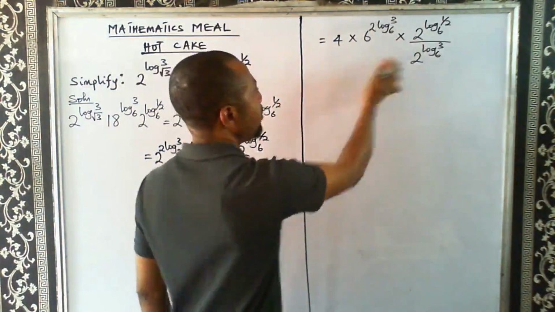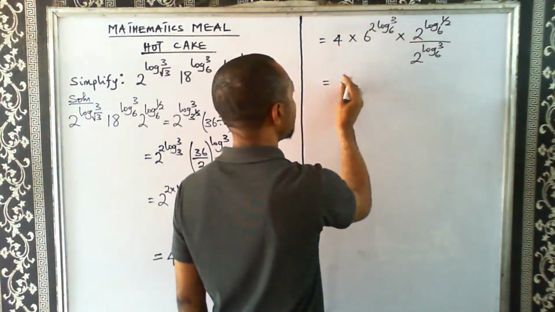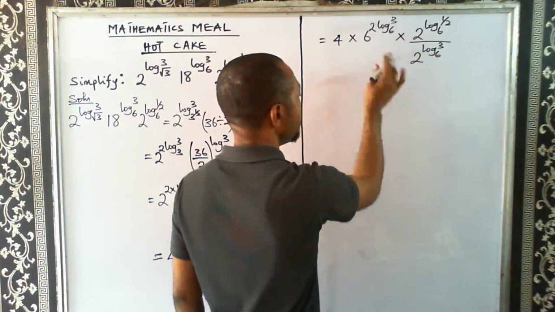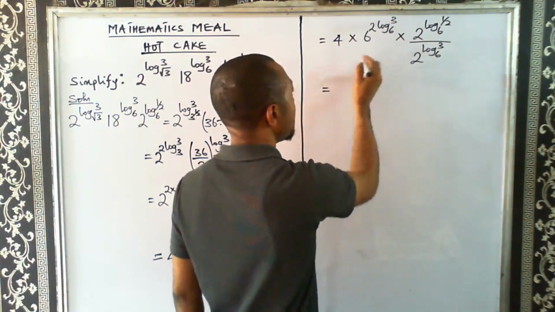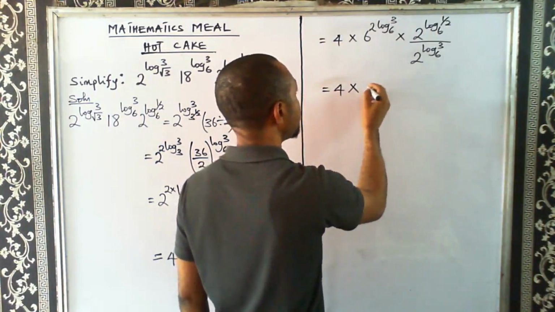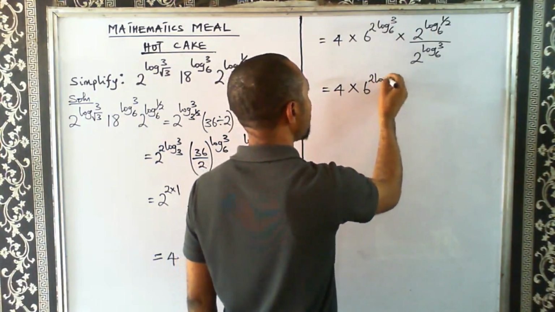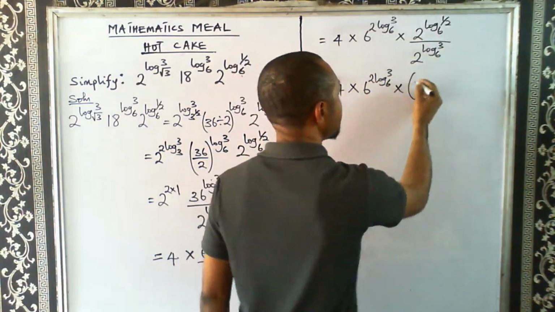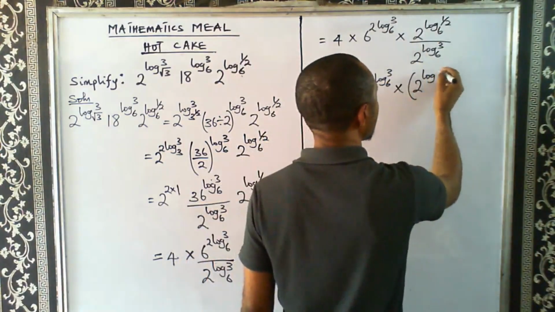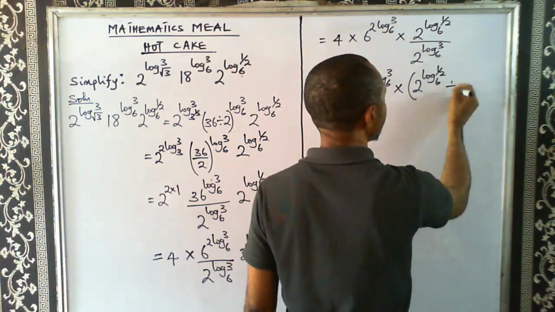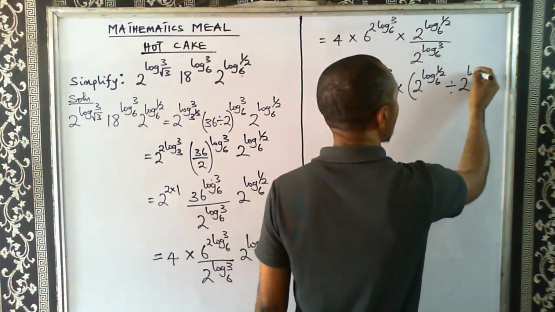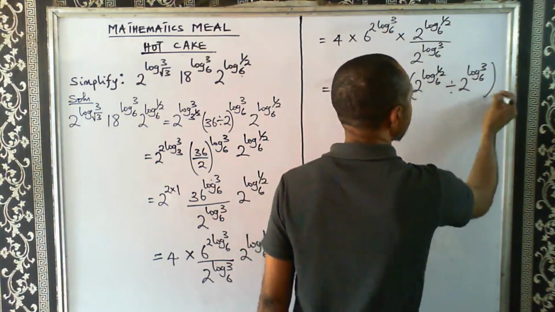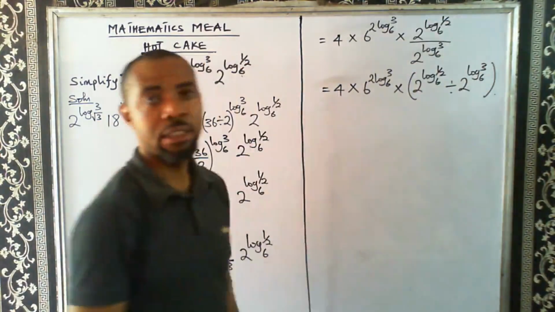So I can apply the law of indices here. How? Let me rewrite this again. Using the law of indices, I can write 4 times 6 raised to power 2 log 3 in base 6 times, this is something as saying 2 raised to power log half in base 6 divided by 2 raised to power log 3 in base 6. That's exactly what it means.